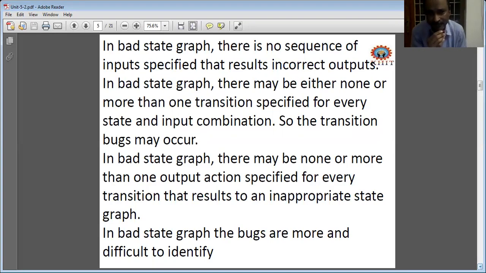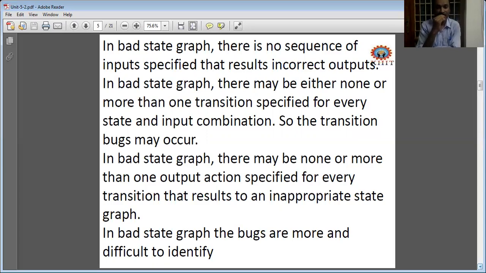In a bad state graph, there may be none or more than one output action specified for every transition. That results in an inappropriate state graph. Previously it was an appropriate state graph, but here it is an inappropriate state graph.